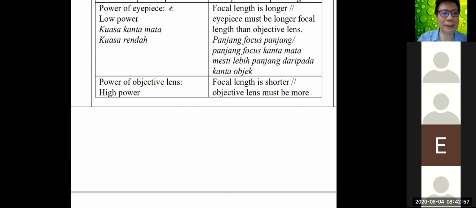Power of eyepiece, right? Low power. The reason is low power eyepiece, not objective lens. Start with the eyepiece. Low power. The reason is focal length is longer. Okay, focal length is longer. The power small, the focal length F will become longer. Okay, when the power is high, the focal length F becomes shorter. So the reason for the eyepiece, okay.